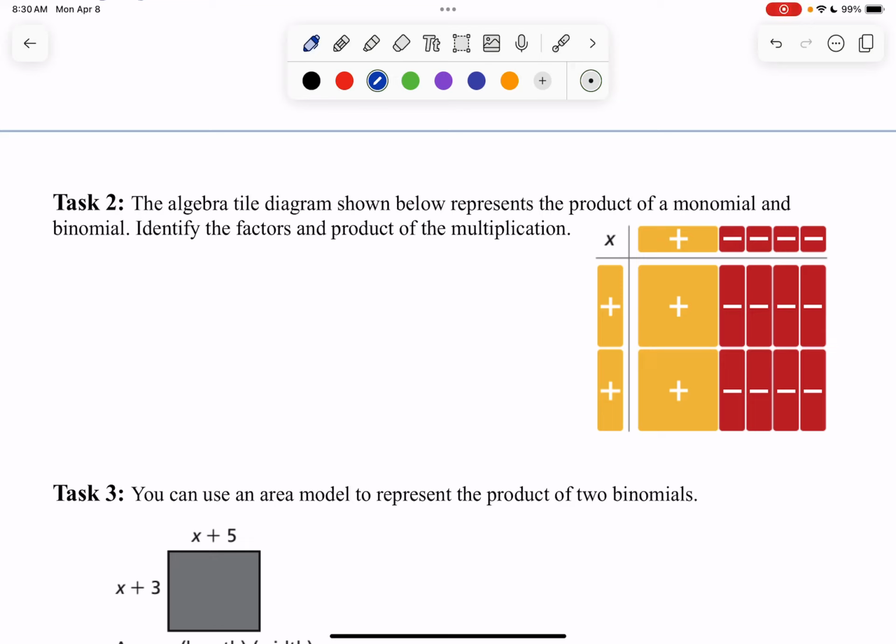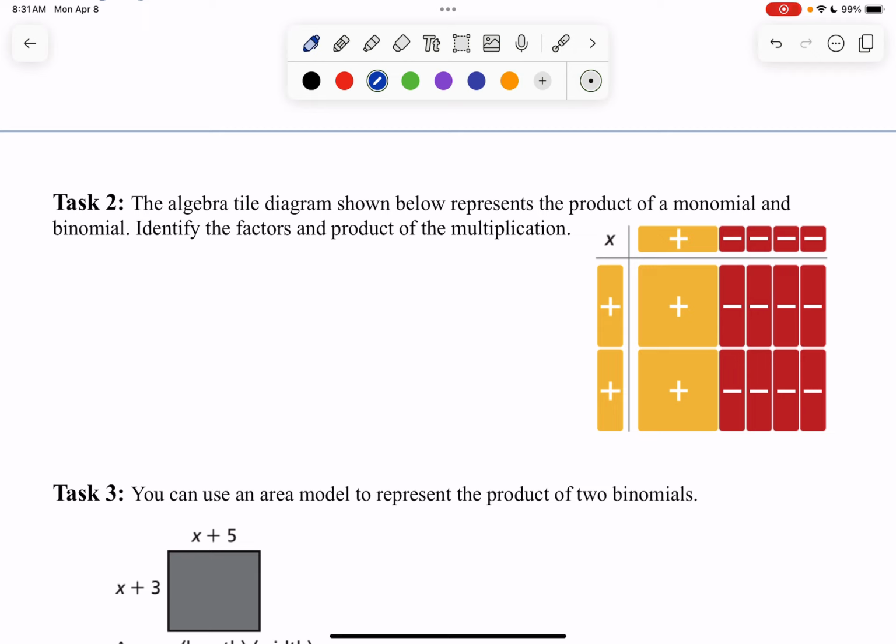All right, multiplying polynomials, section 15.2. Now on to task 2. So now that we know what a polynomial is, and we know the names for things, standard form, its terms, the degree, now we can do some multiplication of it.